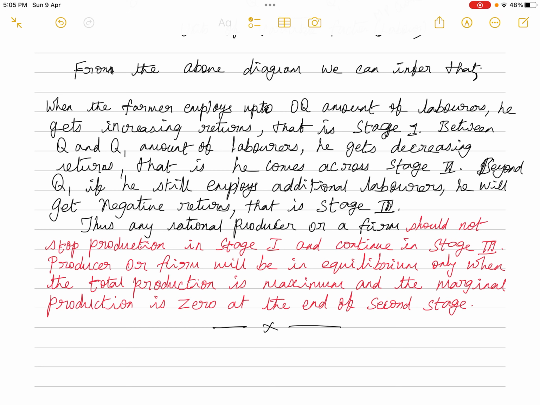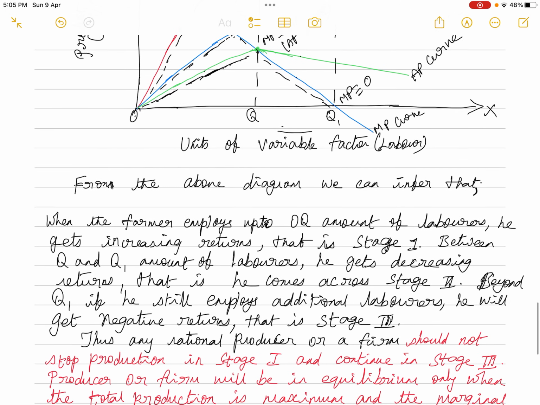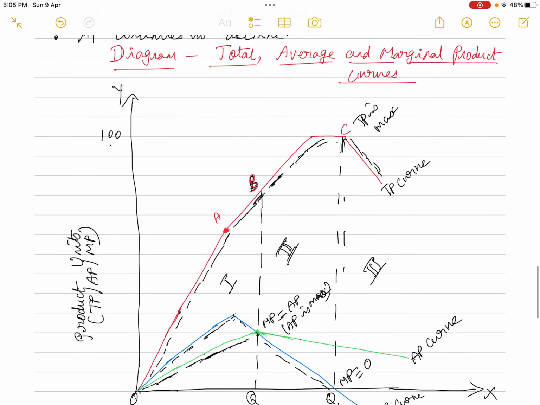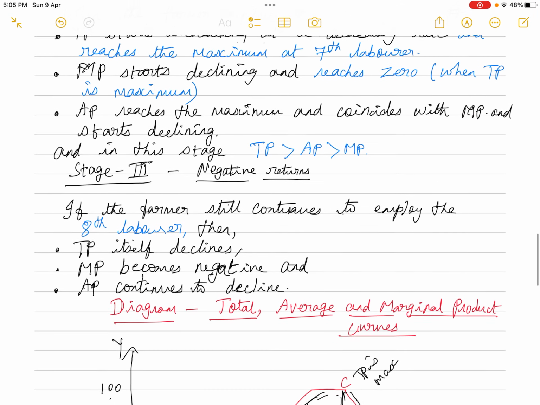So he should not stop in stage 1 and continue in stage 3. He should not go to stage 3 because the additional product has become negative. If the additional product has become negative, that means the producer is incurring losses. So when should he stop the production? Producer or firm will be in equilibrium only when the total production is maximum and the marginal production is 0 at the end of the second stage. So that is the stage where the producer should stop the production and he will be in the equilibrium position.